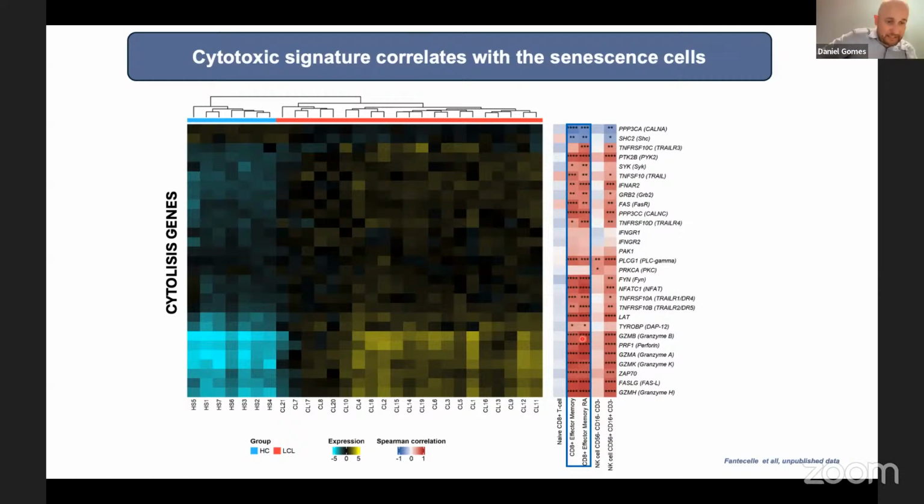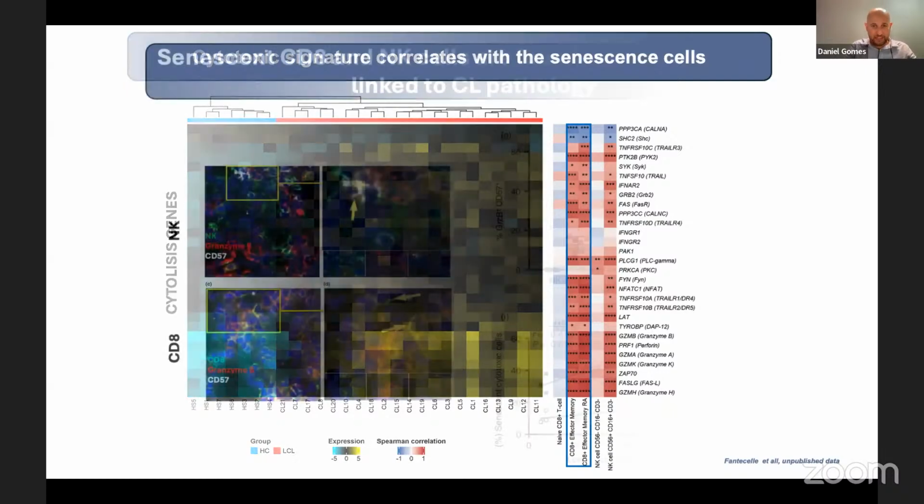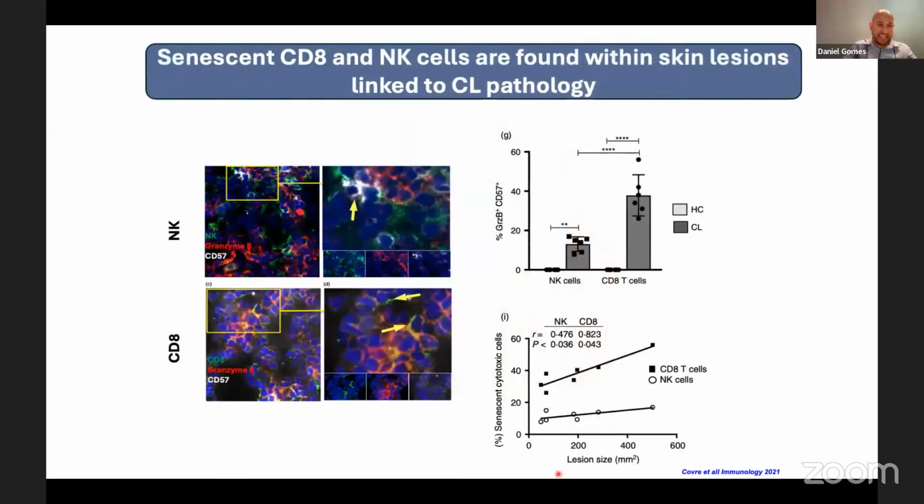So this data was very important to us to demonstrate the role of senescence, or the association of senescence with lesions. But this is the transcription factor, this is RNA. So we needed to verify the participation of senescent cells in lesions properly. To do that, we took the biopsies and stained for the NK population and CD8 population, represented by the green staining in this immunofluorescence. We stained as well for cytotoxicity, and we stained for CD57, which is a very well-known senescent marker.